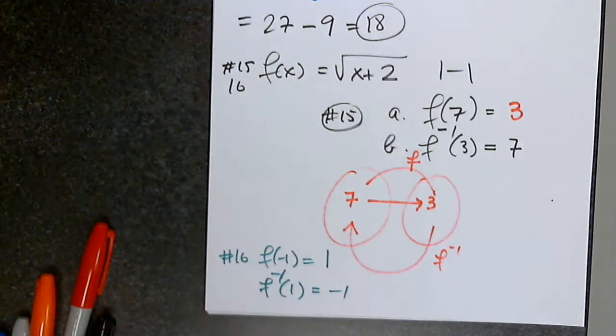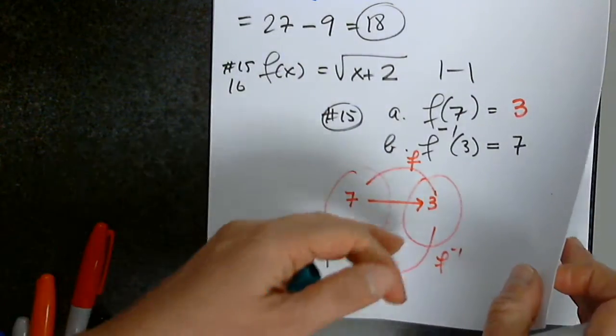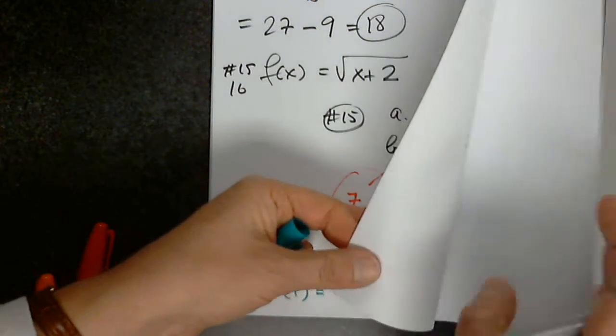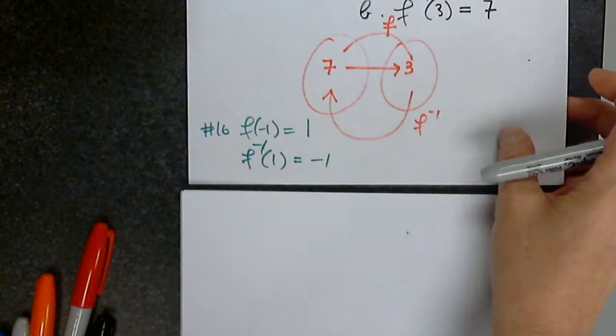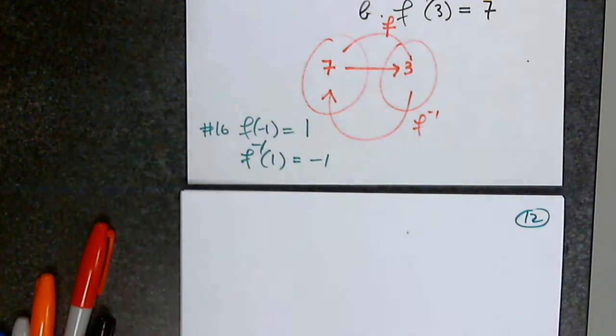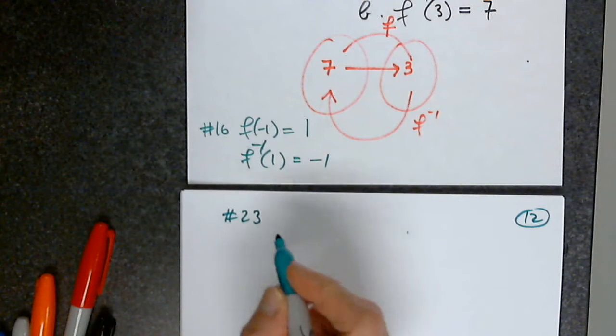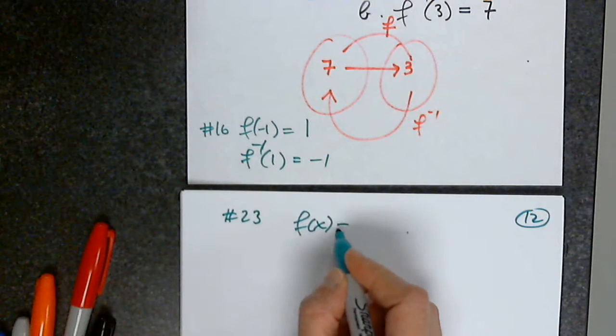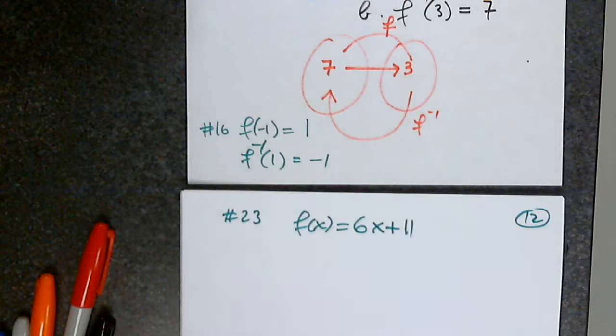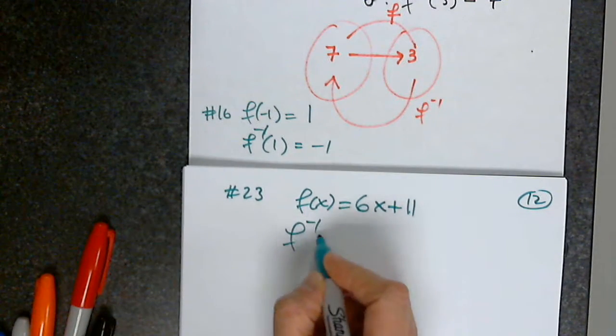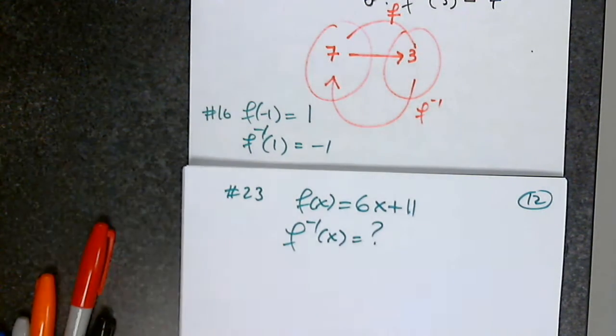Find an equation for the inverse function. So let's say we have 23. We are given f of x equals 6x plus 11. The question is asking us to find f inverse. And if you remember, there is a 4-step procedure for that.